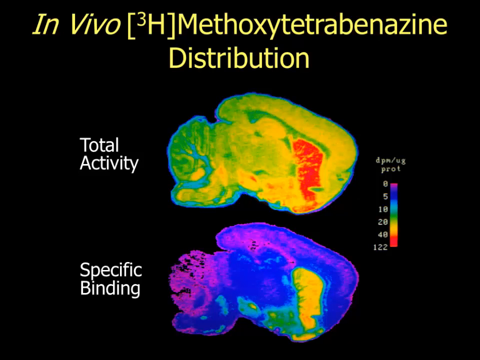So, how did we target then imaging of these terminals? Well, we decided that we would use tetrabenazine derivatives to target the VMAT2. This is an initial study done in an experimental rat after injection of methoxytetrabenazine, a slight derivative of tetrabenazine. And this shows in a sagittal view of the rat brain intense accumulation of radioactivity in the striatum.